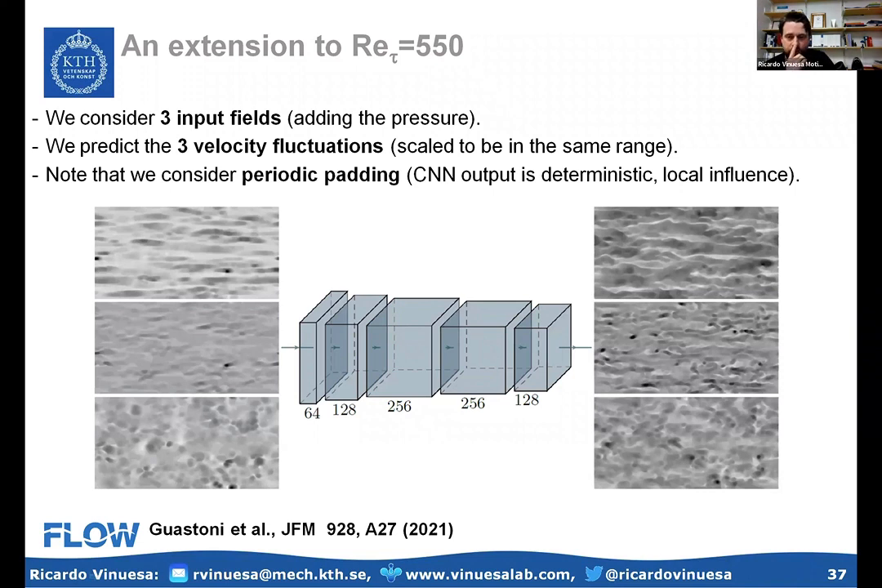In this case, we consider three input fields, which are the two wall shear stress components and the wall pressure. So instead of two inputs, we have three. You can see the fields over here. And as an output, I have the velocity fluctuations in the three directions: the streamwise, wall-normal, and spanwise velocity fluctuations. These results can be found in a recent article in JFM.